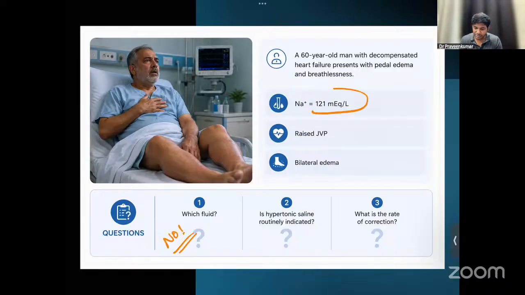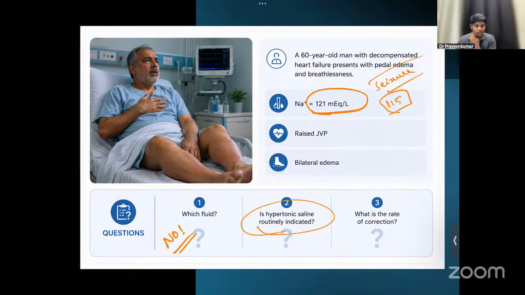Especially when sodium is 121 and this patient is not having any severe symptoms of hyponatremia. Suppose I tell you one more thing: this patient is presenting with seizure, and serum sodium is 115. Now what will you do? That is the beauty of correction. This patient has hypervolemic hyponatremia, so you shouldn't give fluids. But if the patient has severe symptoms, especially seizure, confusion, coma, anything, then you have to give 3% saline.